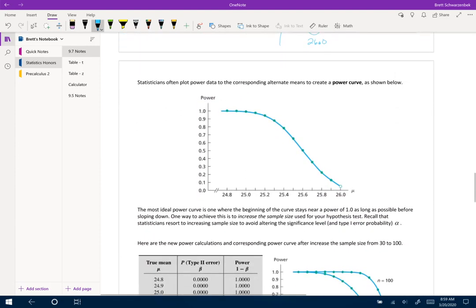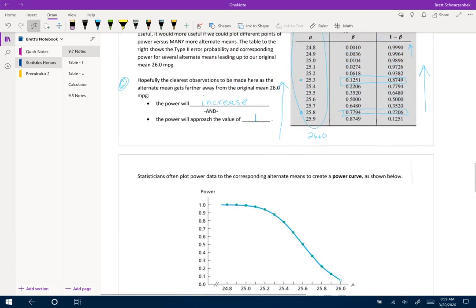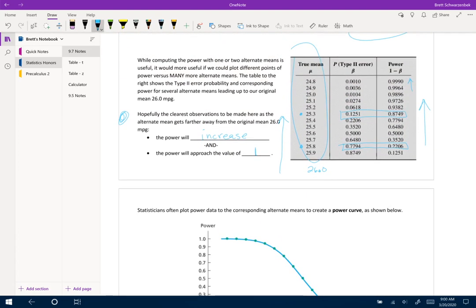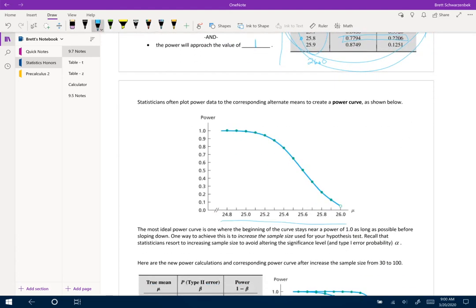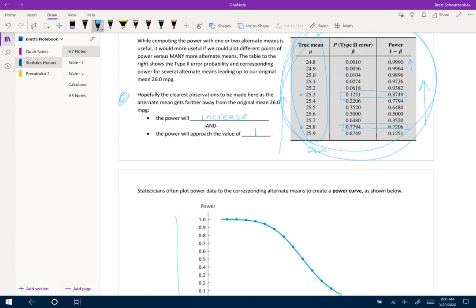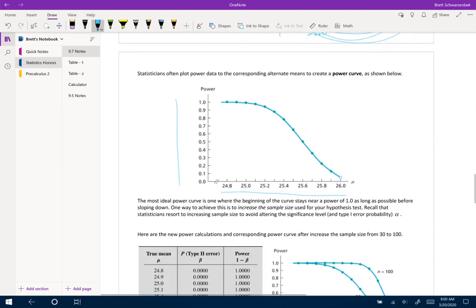We can also make a power curve. What is a power curve? It's basically just plotting the values in our little chart here. The true means are at the bottom, the alternative means are down here, our μAs, and then our probabilities are over here. All we did was plot the first and the third columns of our chart. So we have that curve. Reading below, it says the most ideal power curve is one where the beginning of the curve stays near a power of 1 as long as possible before sloping down.